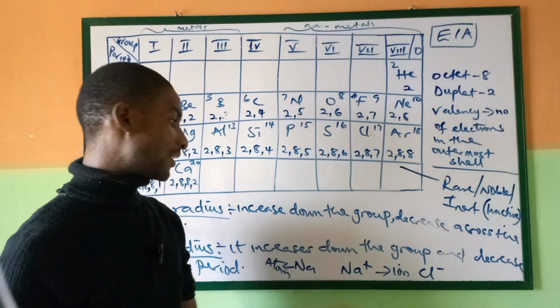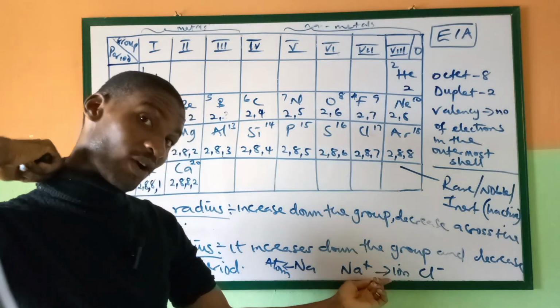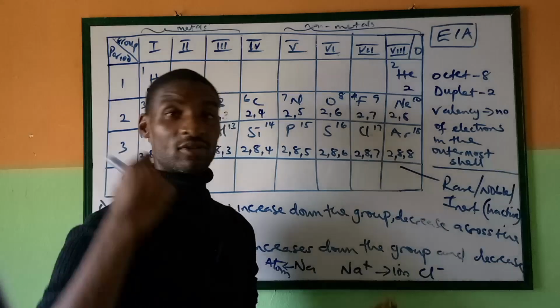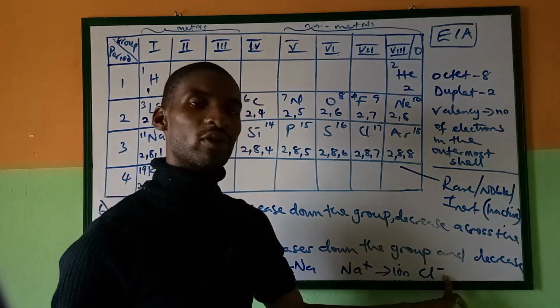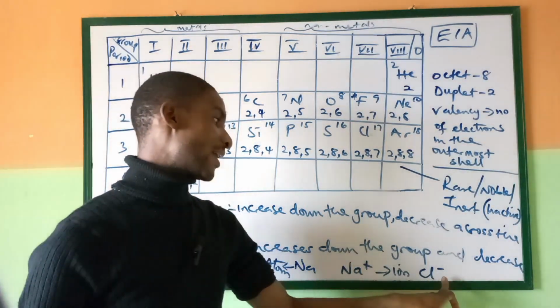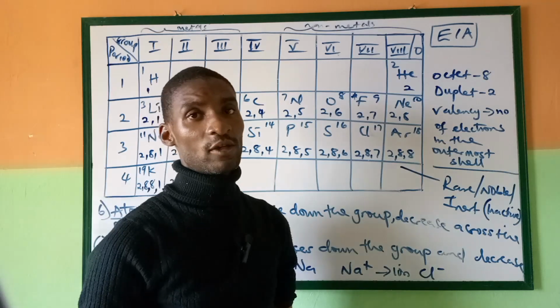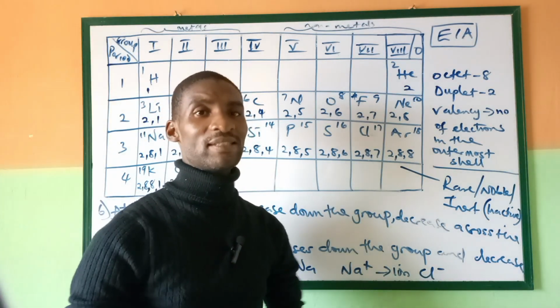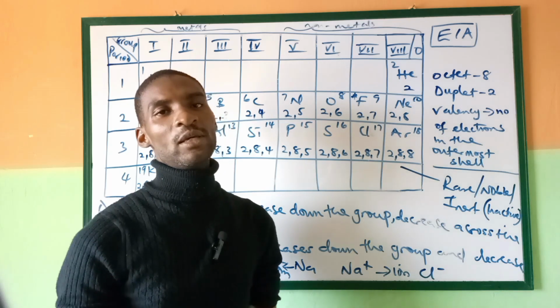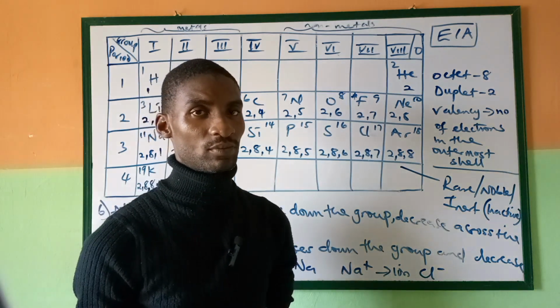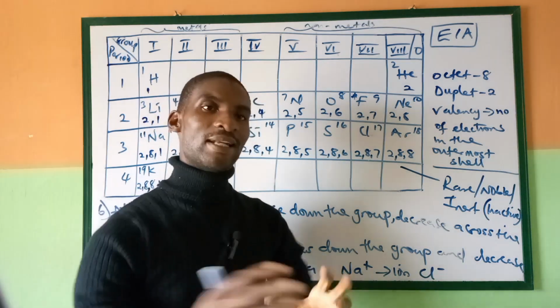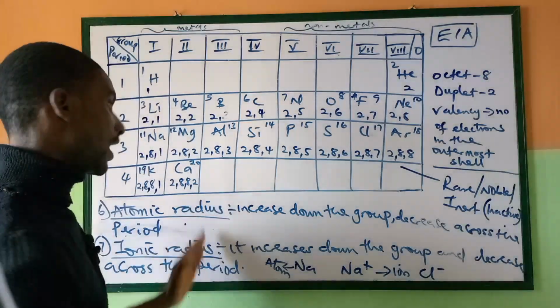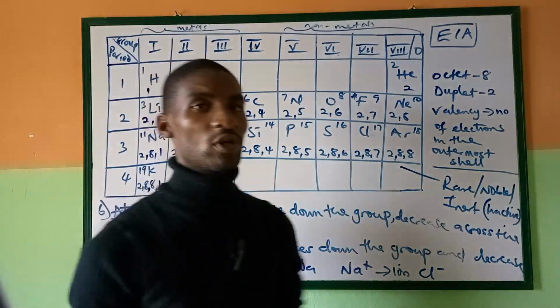And this positive ion is what you call a cation. It's called a cation, and this is called an anion. Anions are negatively charged. So that's the difference between atom and ion. When an element has lost or gained an electron, it becomes an ion. Is that okay? Now, let me talk about the radius aspect of it, which I told you is exactly the same.